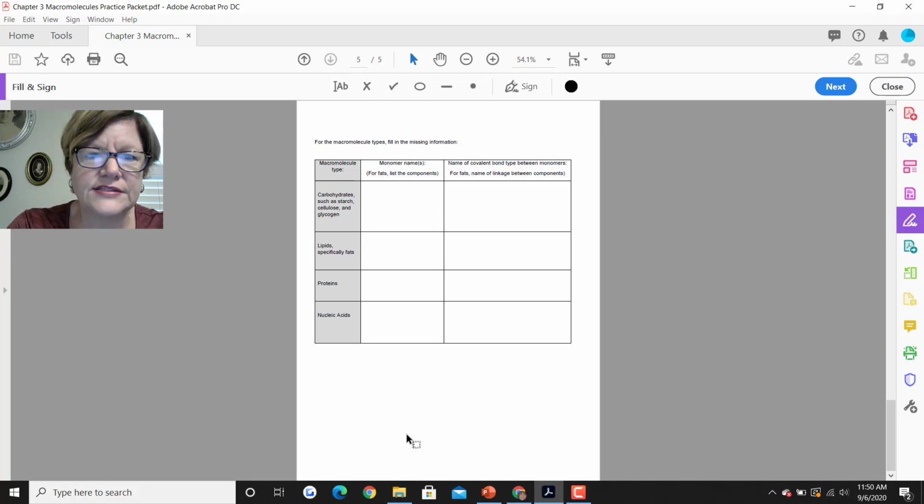And for nucleic acid, the monomer is the nucleotide, and the nucleotide has components. Remember the pentose sugar, the nitrogenous base, and the phosphate group. But the covalent bond between nucleotides is called the phosphodiester bond. Phospho, di, ester, E-S-T-E-R. All right. So that helps you fill in a little chart like the one I put at the end of the PowerPoint.